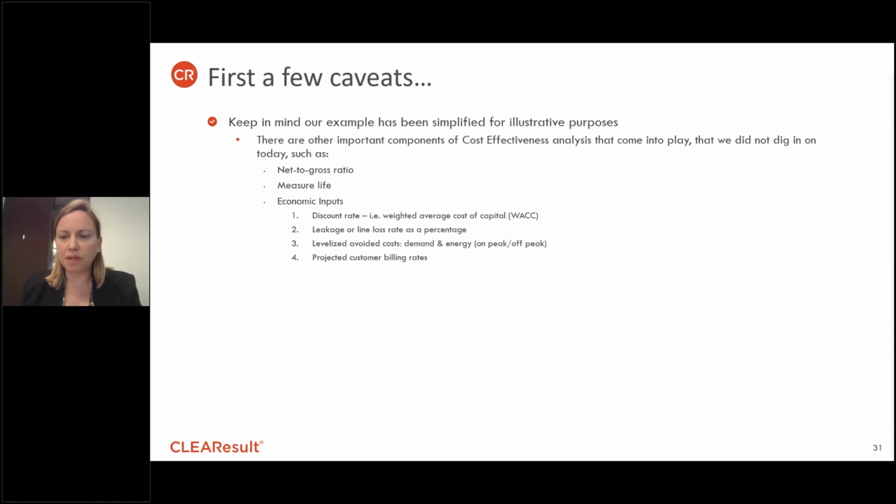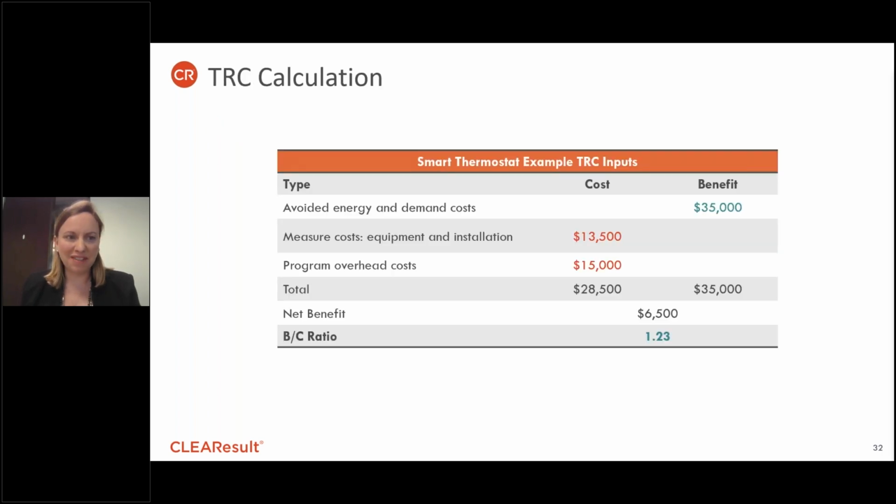How are you incorporating discount rates, what discount rates are you using and why, and which rates do you use depending on which test you're looking at? Are you accounting for leakage and loss rates? How are you thinking about levelized avoided costs? How are you projecting customer bill rates? So there's a lot of other details that we're not digging into today, but we wanted to share that we're aware of that, and it would be a great topic for a follow-up. But for today, we're going to keep it simple. We're going to do simple payback, and we're going to start with our example that we just painted and look at the TRC and the UCT first, because we know those are the most commonly referenced cost tests.